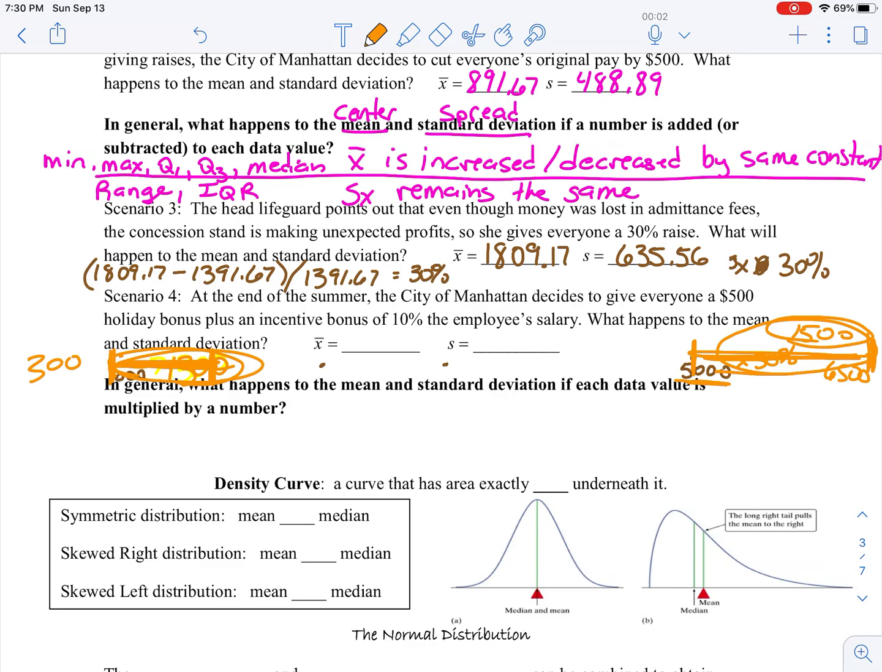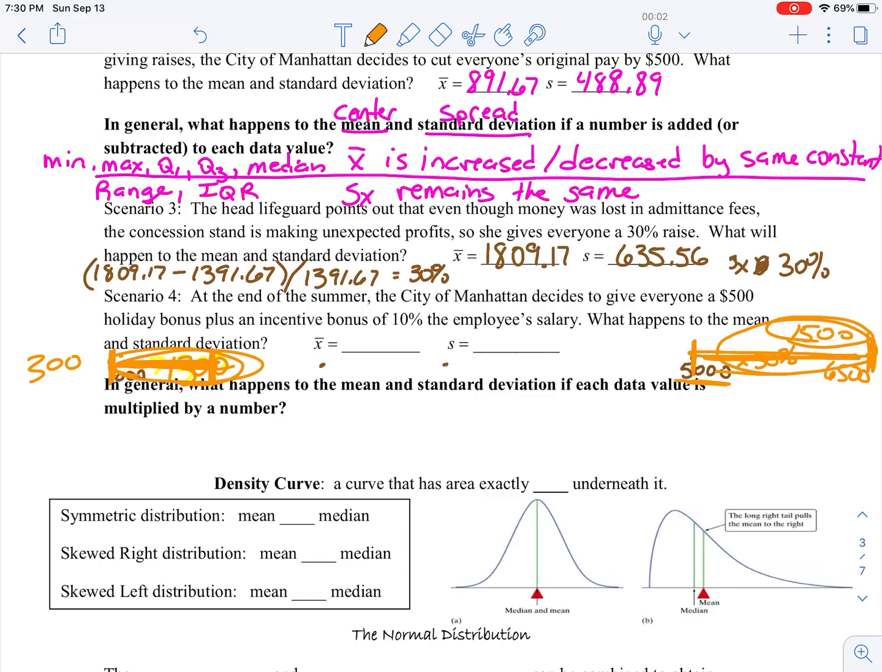This is awful scribbly, but we haven't done scenario 4. At the end of the summer, the city of Manhattan decides to give everyone a $500 bonus plus an incentive of 10% of the employee's salary. What happens to the mean and standard deviation? Actually, let's jump down here and fill out the in general question.